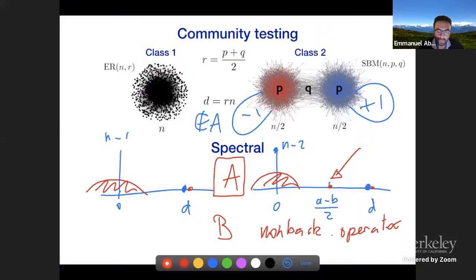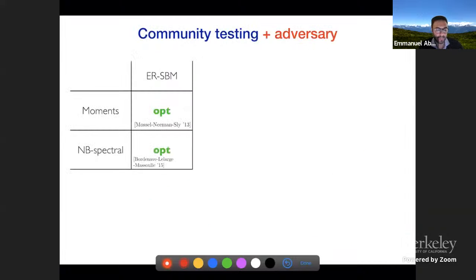The picture is in 2D because it's complex valued, but essentially you do have that the second largest eigenvalue corresponds to an eigenvector that is close to the one that locates the two communities. Okay, so without the adversary, before we do the adversary case, we know that both the method of moments and the non-backtracking operator get you the optimal threshold for this problem, so it's a problem that is solvable.